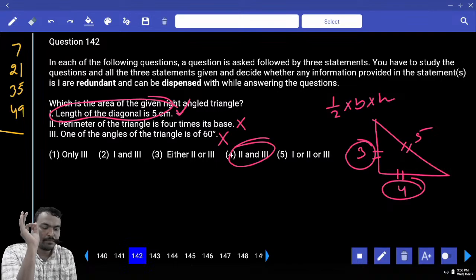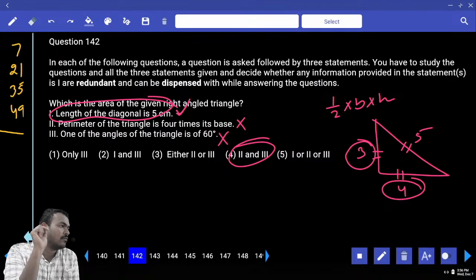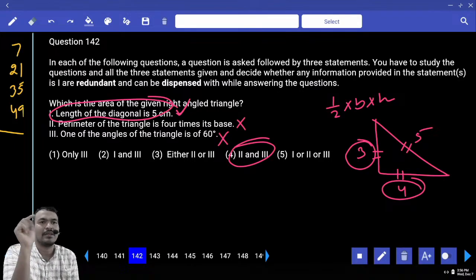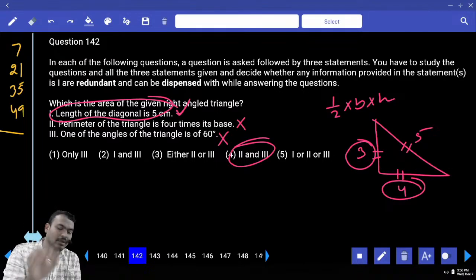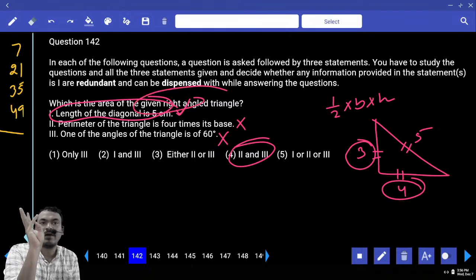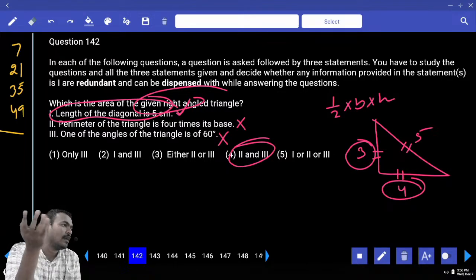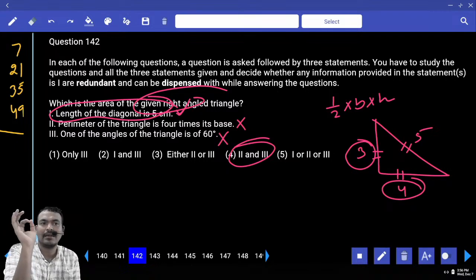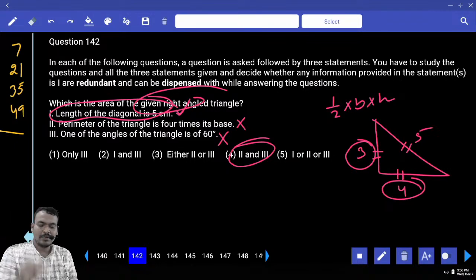Because in the second statement, the perimeter of a triangle is given. Perimeter means 3 sides are required. In the third one, one of the angles of the triangle is given. Already one angle is 90, another is 60. 90 plus 60 is 150, plus 30 is 180. But to find the area, we definitely need the base value and height value. 1 alone is sufficient to answer the question, but 2 and 3 are not necessary. Not necessary means the answer is second and third or first and third. Second and third, which option?